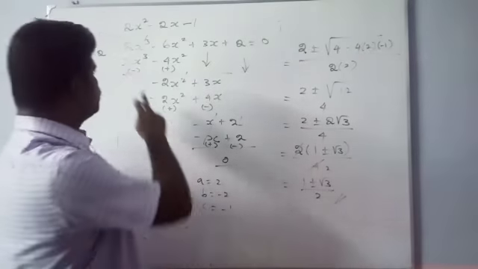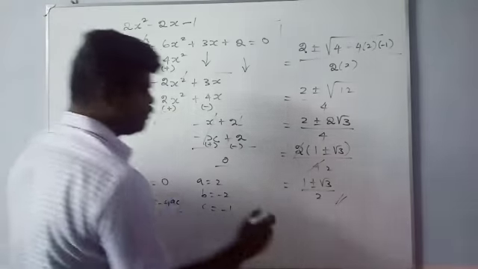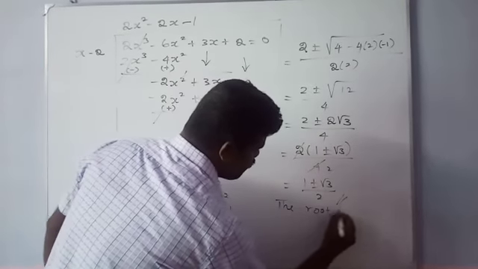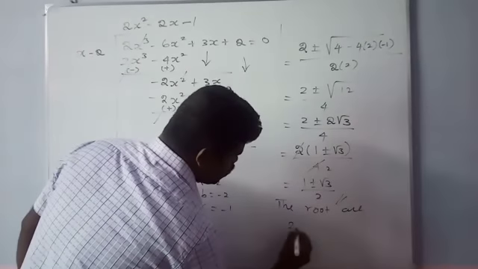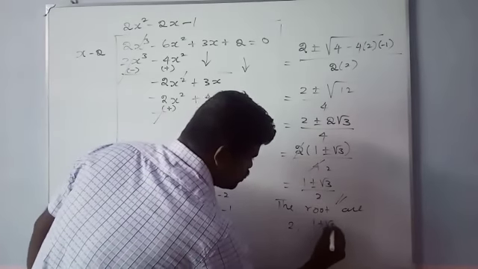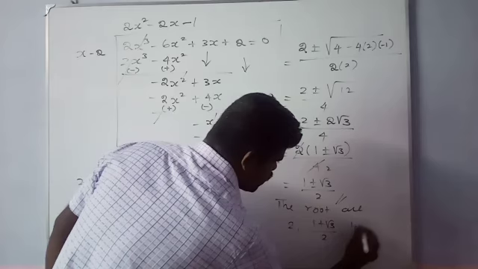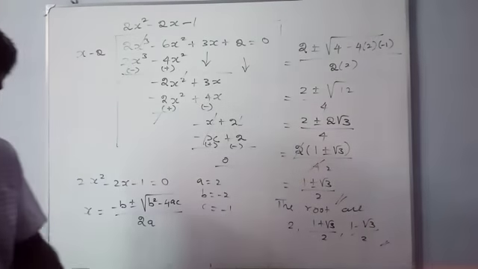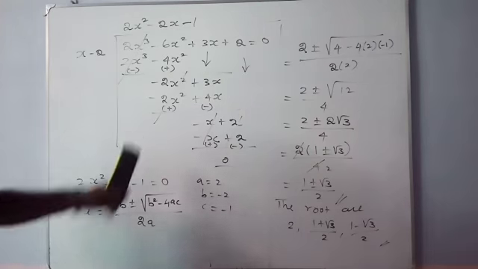Already 2 is one root because it is a factor. The roots are 2, 1 plus root 3 by 2, and 1 minus root 3 by 2. So this is the solution of this sum. So refer to the sum. Thank you.